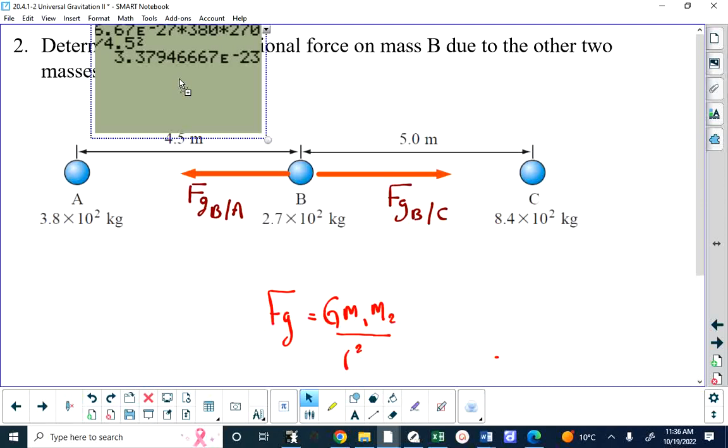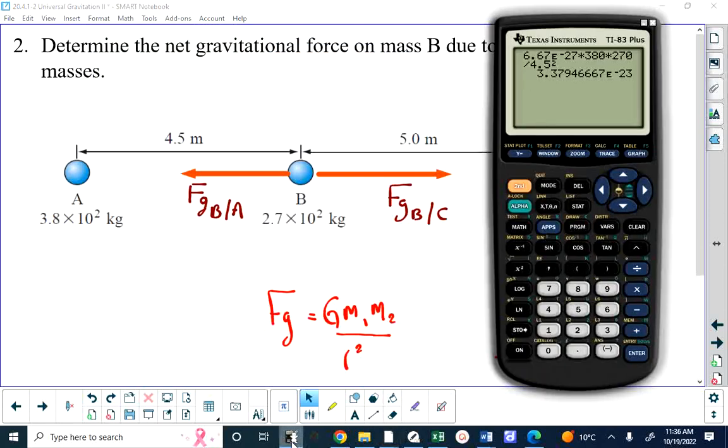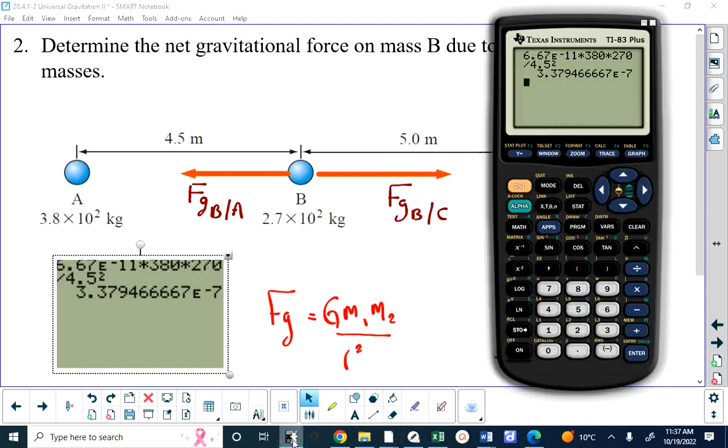No way that's right. And I immediately see what I did here. So G times M over R squared. Anybody else get 3.4 times 10 to the negative 7 newtons? Okay. Perfect.